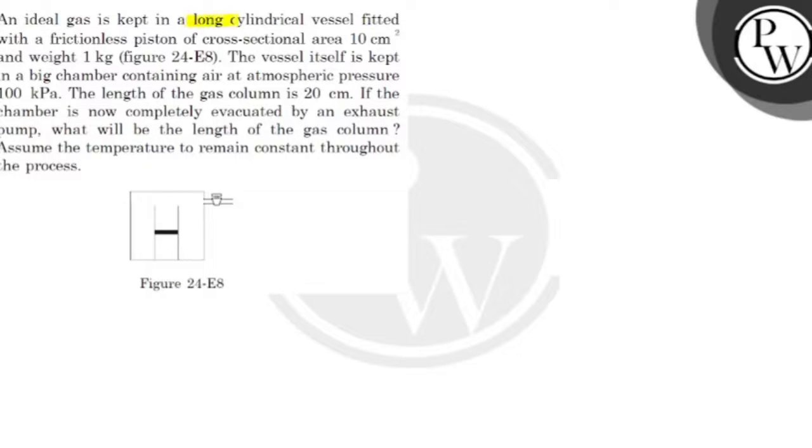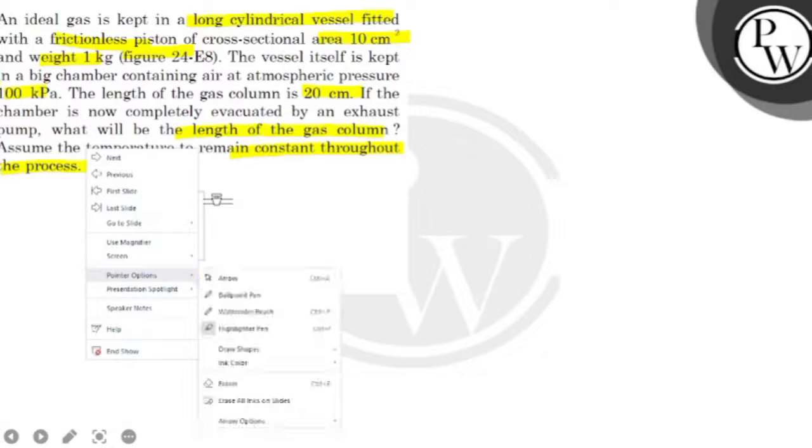An ideal gas is kept in a long cylindrical vessel fitted with a frictionless piston of cross-sectional area 10 cm² and weight 1 kilogram, as the figure is given. The vessel itself is kept in a big chamber containing air at atmospheric pressure 100 kilopascals. The length of the gas column is 20 centimeter. If the chamber is now completely evacuated by an exhaust pump, what will be the length of the air column? Assume that temperature remains constant throughout this process. Let's start this question.